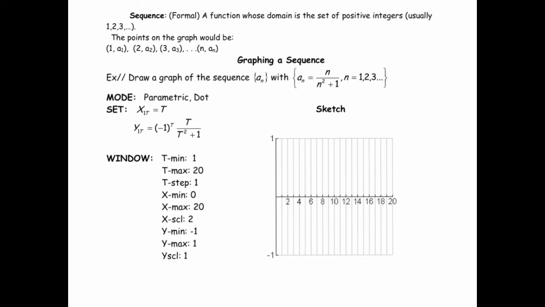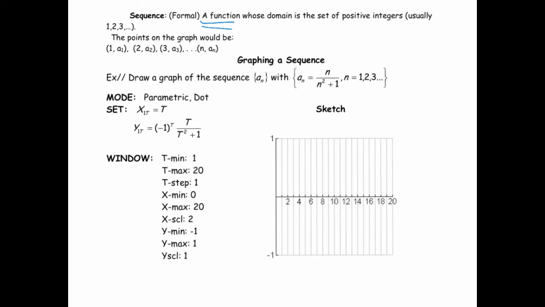We mentioned informally that a sequence is just a list of numbers written in a specific order. Formally, a sequence can be thought of as a function whose domain is the set of positive integers, usually 1, 2, 3, 4, 5, etc. So again, thinking of a sequence as a function actually will turn out to be pretty useful later on.